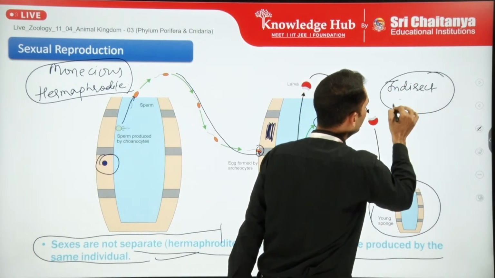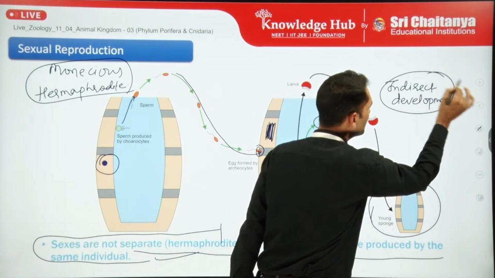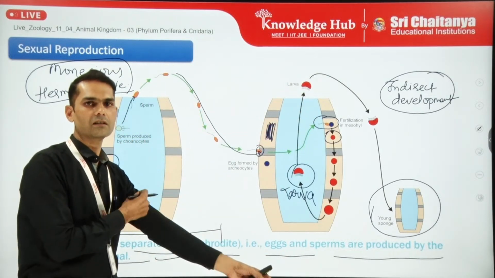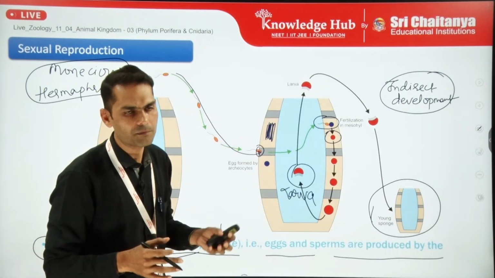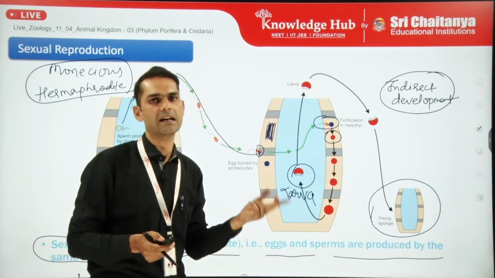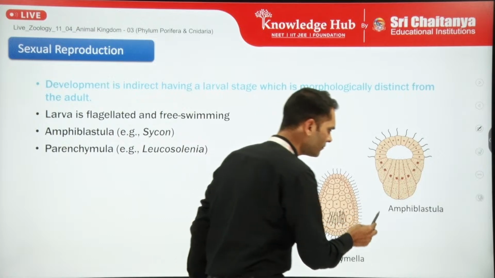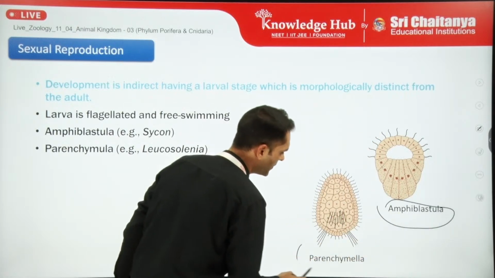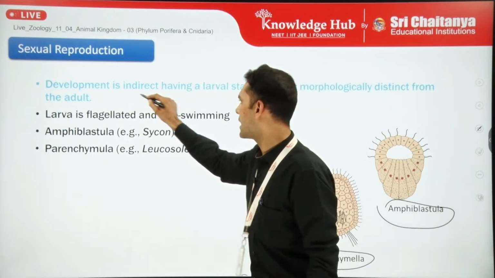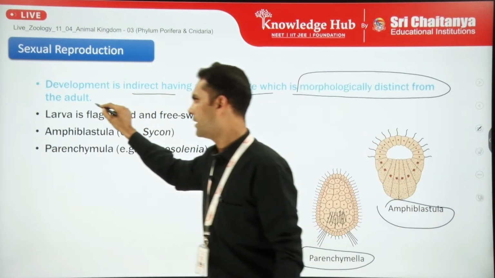Now when we talk about indirect development and say that there is a larval stage, there are usually multiple types of larva forms. On the basis of the larva, we have multiple types, but usually there are two types which we generally study, that is amphiblastula and parenchymula. So here we can see the amphiblastula larva and the parenchymula larva. Development is indirect, having a larval stage which is morphologically distinct from the adult.